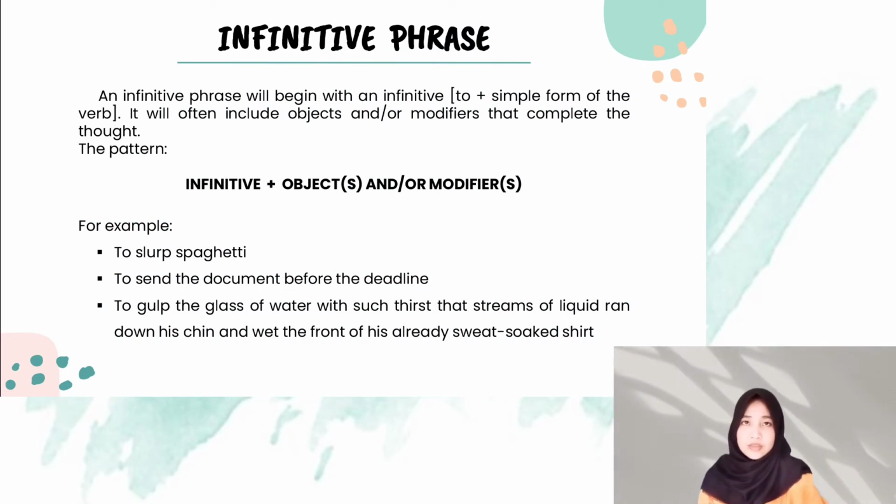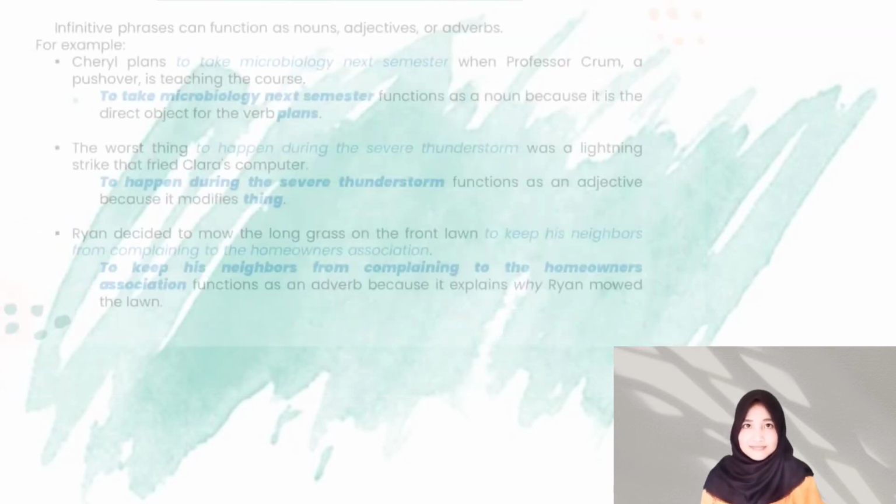Infinitive phrase. An infinitive phrase will begin with an infinitive, to plus the simple form of the verb. It will often include objects and/or modifiers that complete the thought. The pattern is infinitive plus objects and/or modifiers. For example, to slurp spaghetti, to send the document before the deadline, and to gulp the glass of water with such force that a stream of liquid rained on his chin and wet the front of his already sweat-soaked shirt.